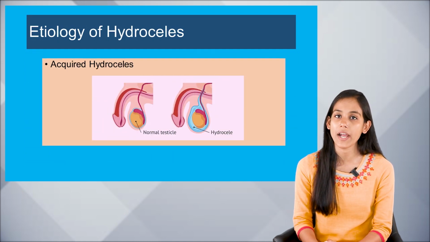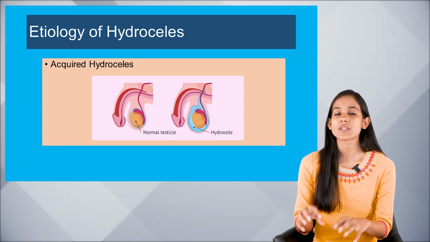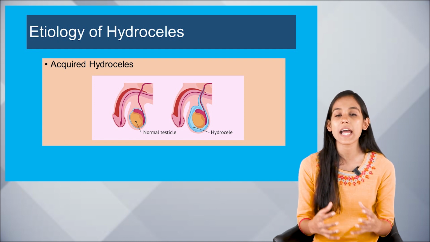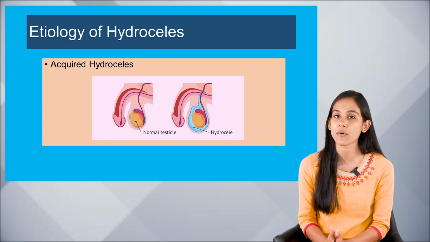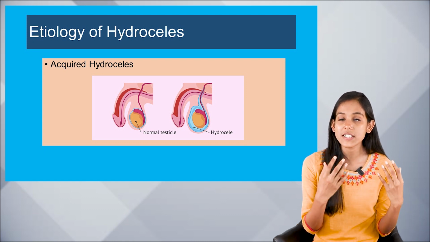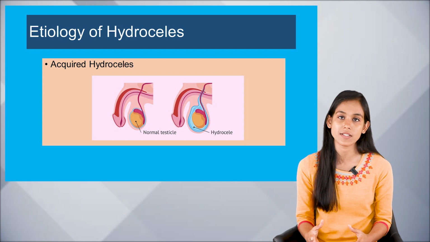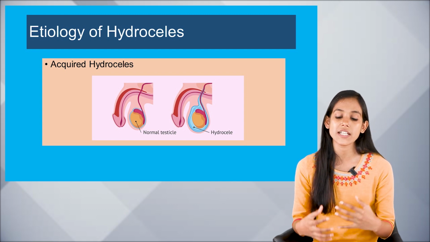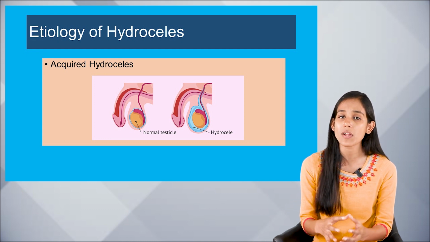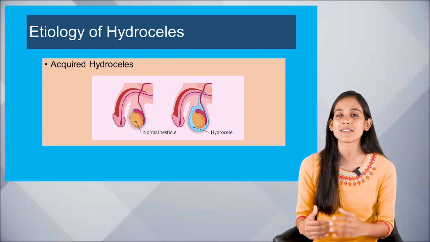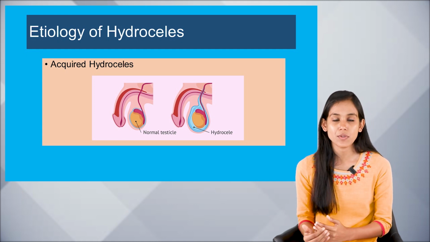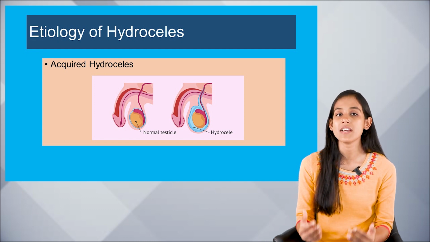And the next one is acquired. What happens here? There is a balance between fluid production and the outflow in the cavity of the tunica vaginalis. Now there are certain disorders or diseases which disturb this balance. If there is inflammation, tumors, testicular trauma, or torsion of testes, all these things can impair this balance. Because of that, if there is hydrocele, we call it acquired hydrocele.